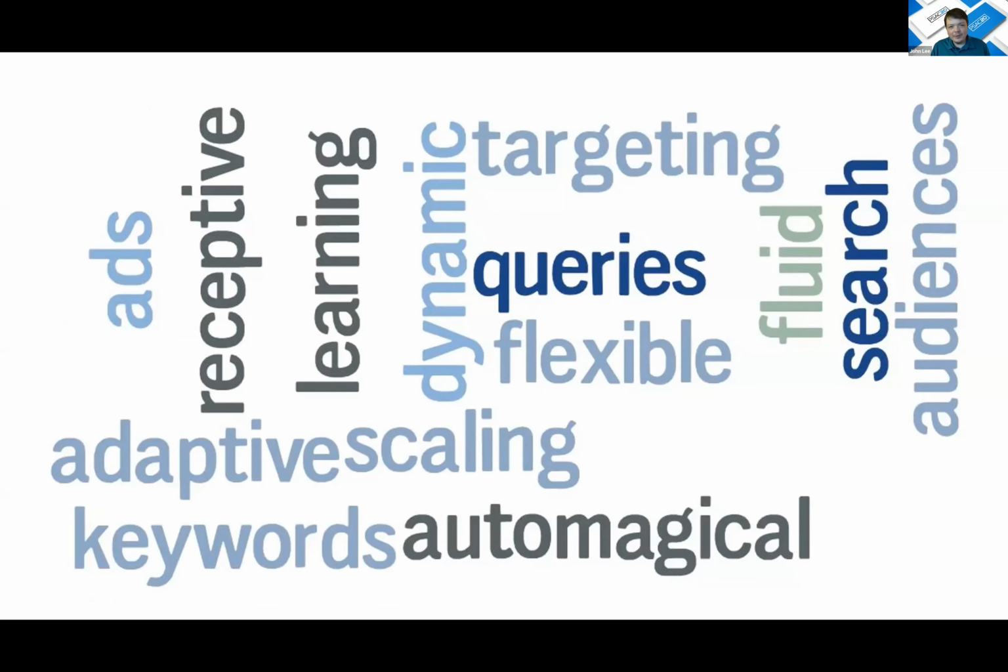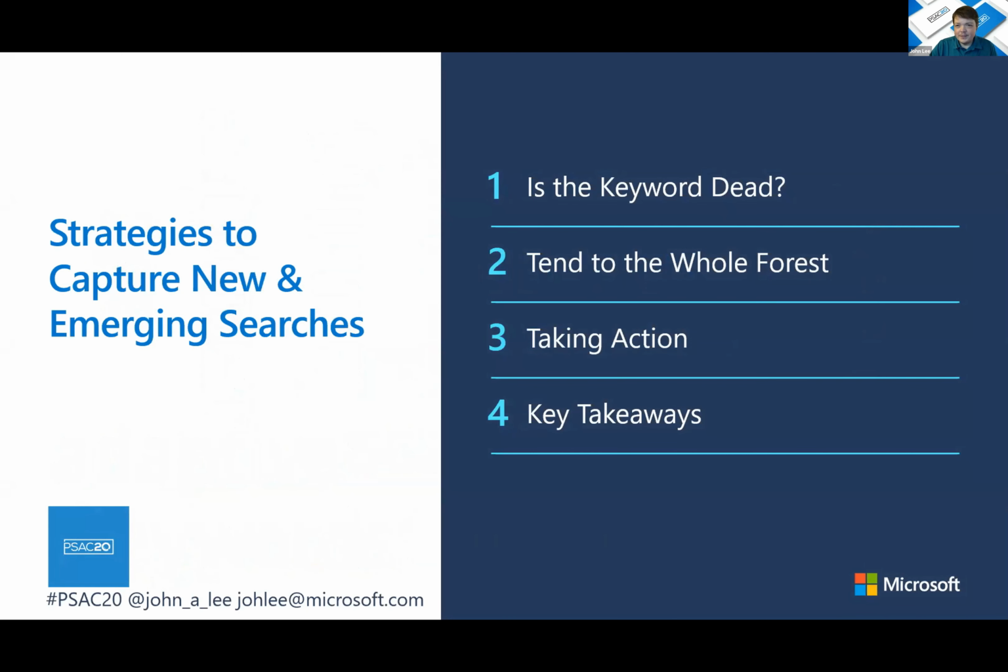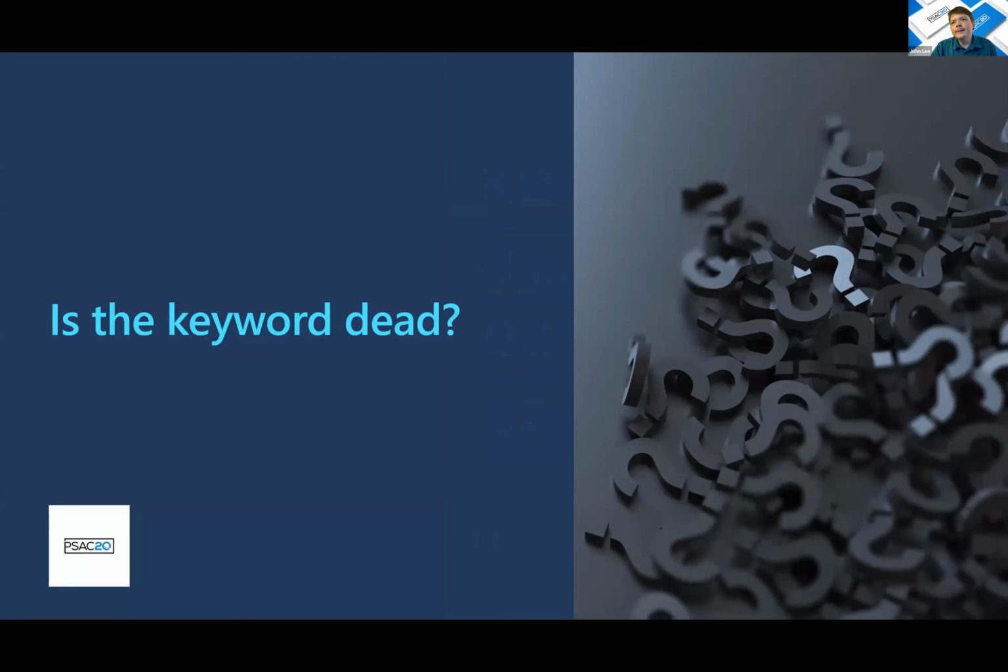But fluidity, flexibility, adaptive, scale, learn, auto magical, if you will. Those are what I need you to be thinking about, right? How can you be flexible and get yourself out of a fixed mindset with your campaigns and put yourself in a position to grow and learn? So the path we'll take to get there: one of my favorite questions, is the keyword dead? The idea of tending to the whole forest, a section on taking action, and then we'll recap with some key takeaways.